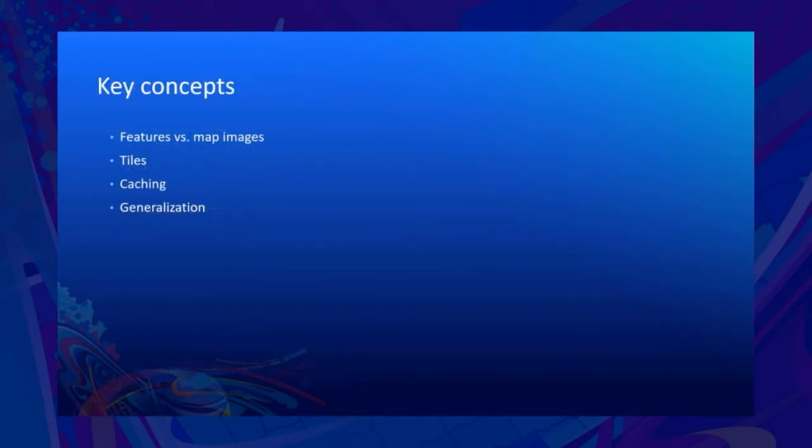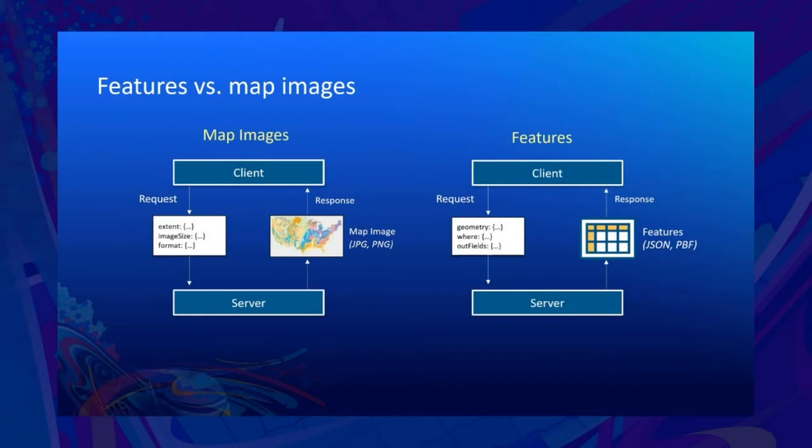Great. So let's talk about these key concepts at the technical level. I'll talk about features versus map images. I'll talk about what we mean when we say tiles. I'll talk about various types of caching you can do within ArcGIS Enterprise to help speed things up, and then the general idea and concept of generalization. So let's talk about those features versus map images.